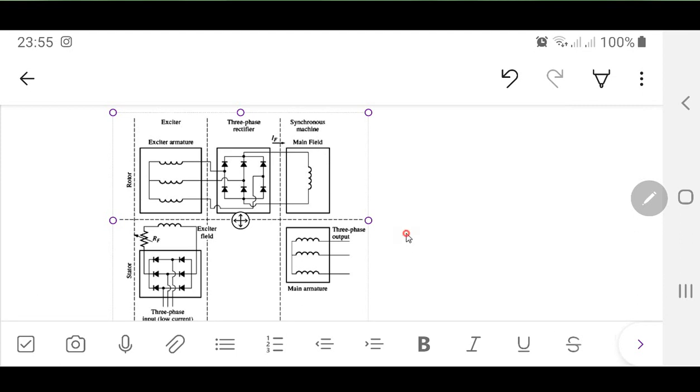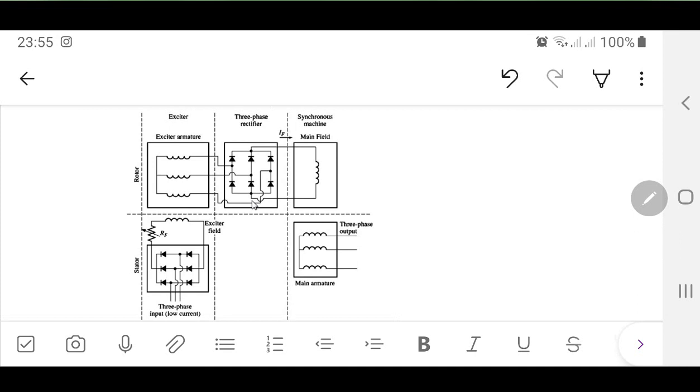Okay, so the first thing over here is called a pilot exciter, a brushless exciter. Sorry about that. This is called a brushless exciter. Now what you are seeing in front of you is a diagram of a synchronous generator, in such a way that you have a rotor and a stator over here.